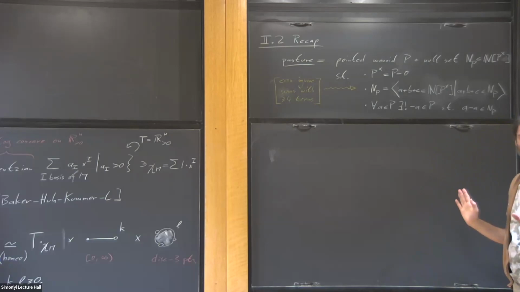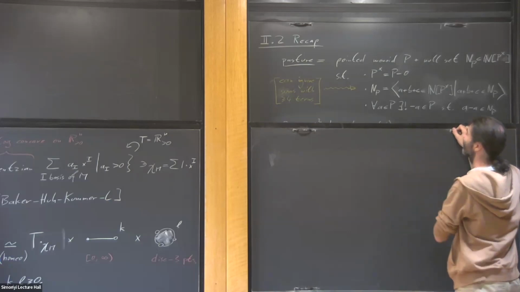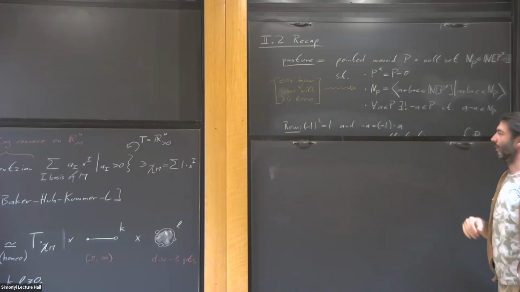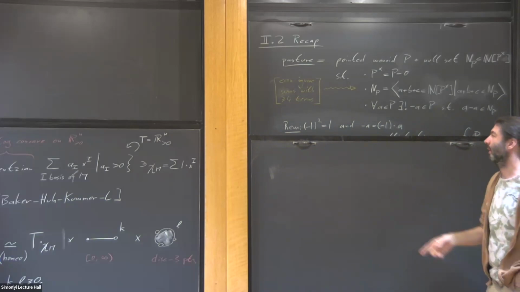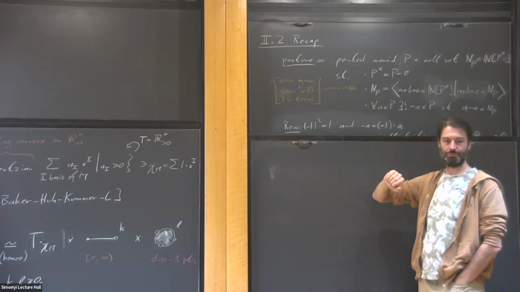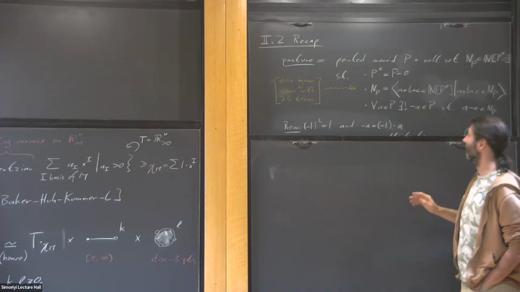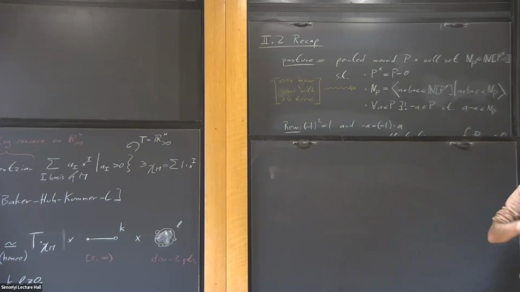So everybody's friends with pastures. Okay, here's a remark from yesterday on the blackboard, just to repeat: these axioms imply that (-1)^2 is 1, and -a is -1 times a. So -1 acts as an involution on the elements.